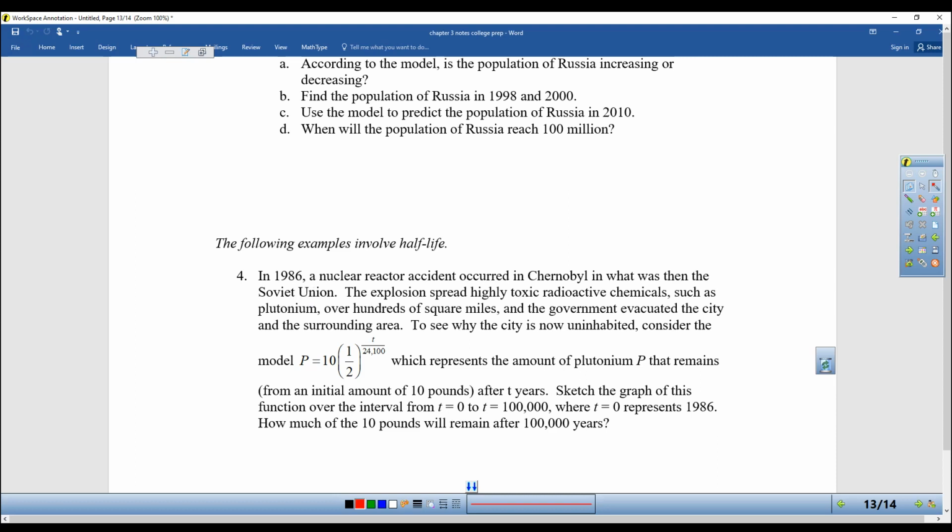By the way, I was 16 that year. I remember this quite distinctly. This was a huge event in the world.